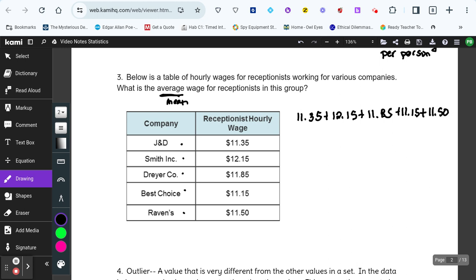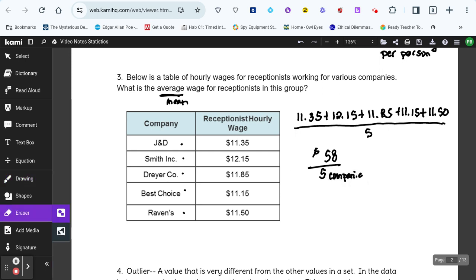And I'm going to divide by how many companies provided that information for their secretary. That's 5 secretaries, 5 pays. Let's get the sum of the numerator, the stuff on the top: 12.15 plus 11.85 plus 11.15 plus 11.50. That's going to give us $58 divided by 5 companies.